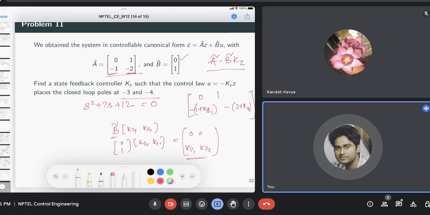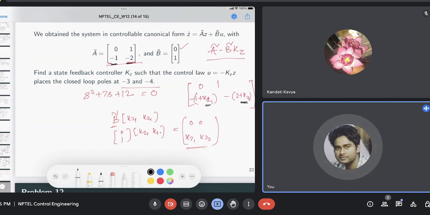So in the controllable canonical form, without even doing this, we can directly write it, right? You see that here only this K1 and K2 coefficient will come. And these are the coefficients of the characteristic equation also in the controllable canonical form. So what will it be? It's s square plus 2 plus this second element s plus 1 plus the first element. Is it clear? This is direct, right?